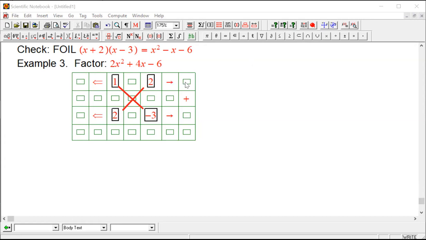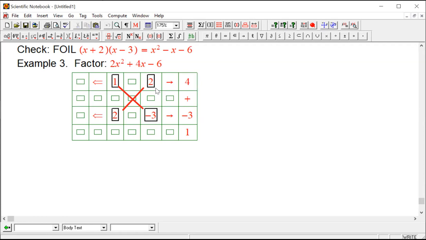So the rule doesn't change. 2 times 2 is 4. 1 times -3 is -3. Then 4 plus -3 equals +1. Does +1 match the 4? No, it doesn't. Okay, so we have to try something else.